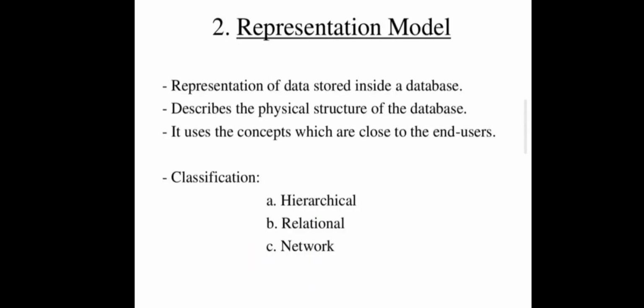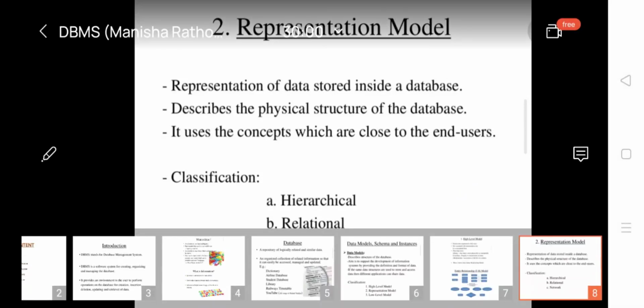Second one is your representation model. Representation of data stored inside a database. It describes the physical structure of the database. It uses concepts which are close to the end user. There are three further classifications of the representation model, that are hierarchical, second one is relational, and third one is network.